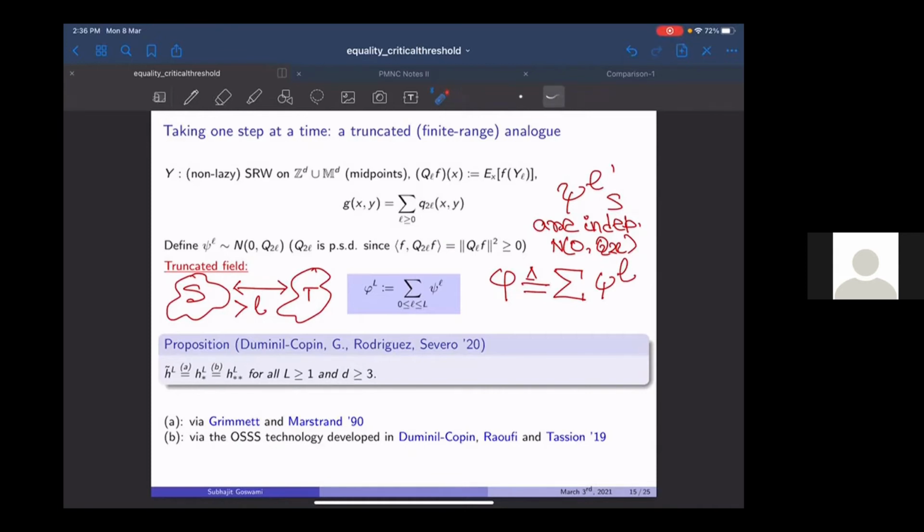So the truncation now is obvious. You just take the partial sum of psi_L all the way up to capital L, which is your preferred range of dependence. You thus obtain a capital L range analog, or approximation, of your original Gaussian field.